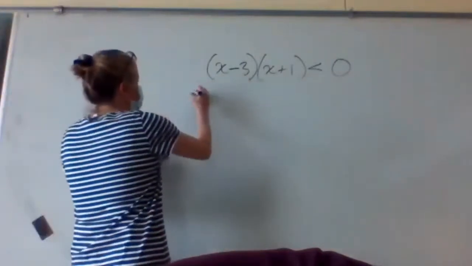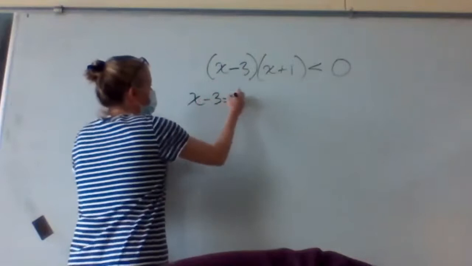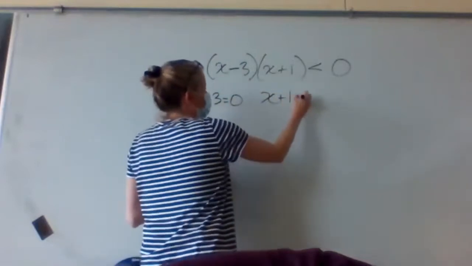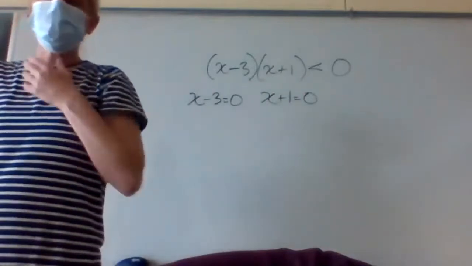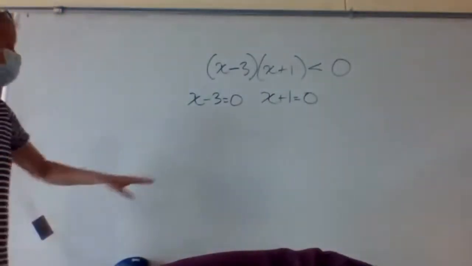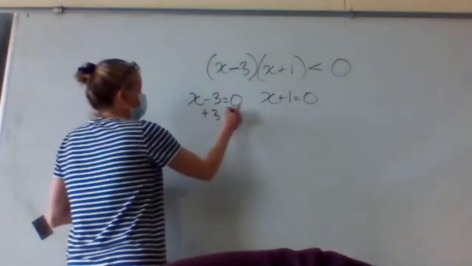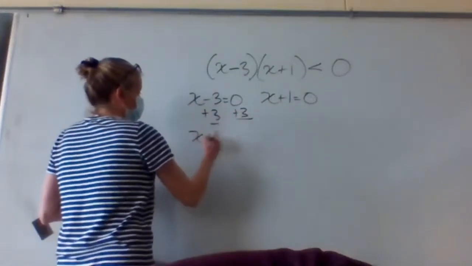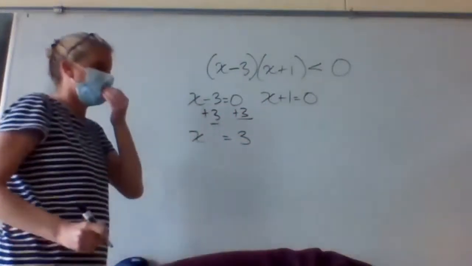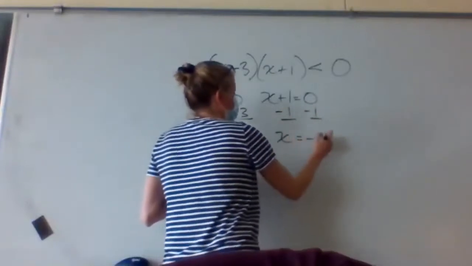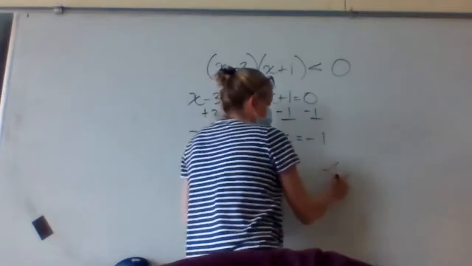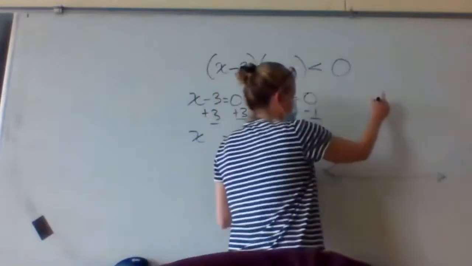So I can find its x-intercepts by setting the factors equal to 0 and solving them. So let's see, if I add the 3 to both sides here, x equals 3. Subtracting 1 from both sides here, so x equals -1. So let's draw that.